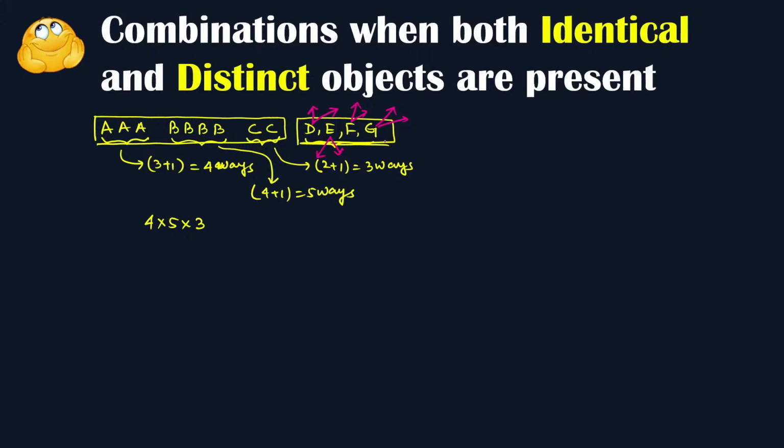So for these 4 distinct alphabets, the total number of ways in which they can be selected is 2 to the power 4. Am I correct or not? 2 options for D, 2 options for E, 2 options for F and 2 options for G. Therefore, the total number of selections will be this. If they ask you what is the total number of selecting alphabets, then your answer will be 4 into 5 into 3 into 2 to the power 4.